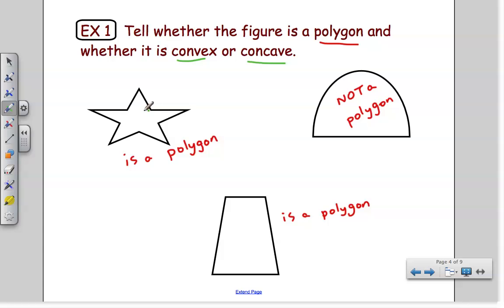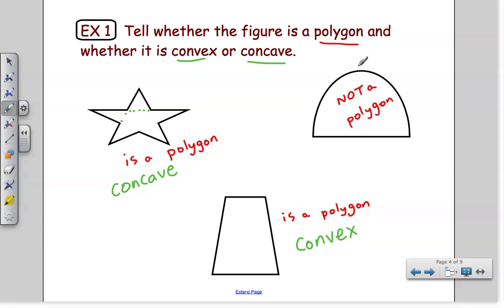Or if you think, if I extended any of these sides, you would enter the interior. Any way you think of it, this is concave. It's caving in. It's not convex because those sides enter the interior. Here, if I extended all these sides, they would stay outside. Nothing's caving in. This is convex.